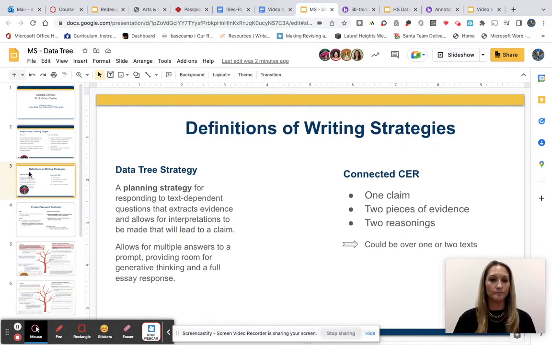The data tree is a planning strategy that helps students respond to text-dependent questions and helps them extract evidence so that they can make interpretations with that evidence, and those interpretations build to writing their claim. And this data tree also allows for multiple answers in an effort to build into a full analytical essay.